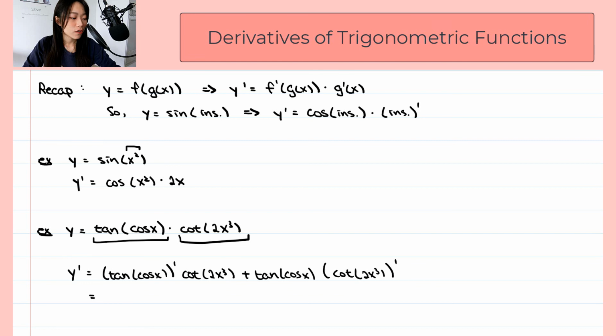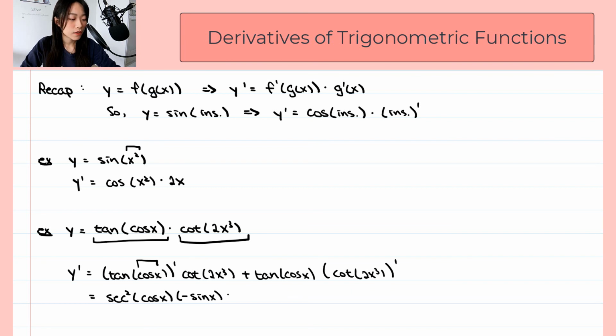Here we have tangent of an inside function. So here we have to use the chain rule. So the derivative of tangent is secant squared. So this equals secant squared of the inside function, cosine of x, then times the derivative of cosine of x, which is negative sine of x.